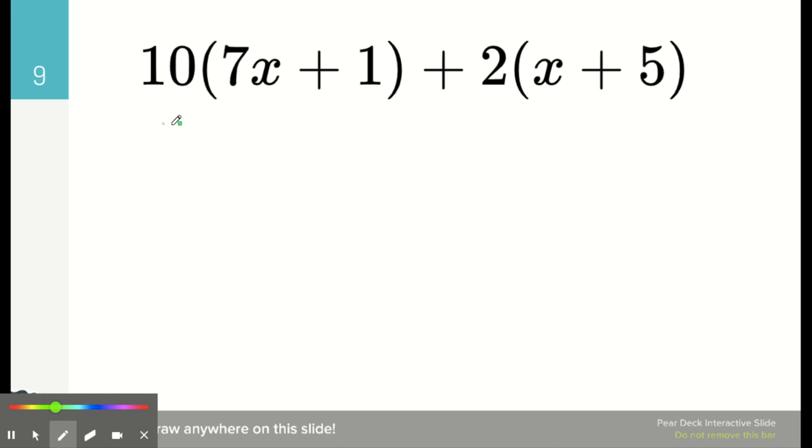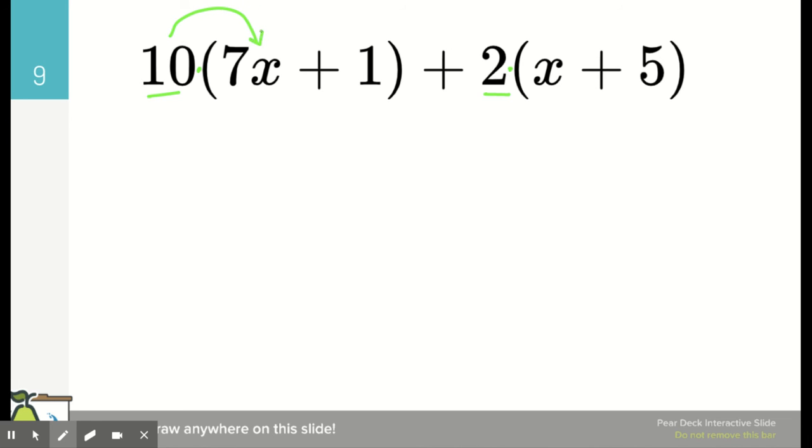Okay, so this expression reads 10 times the quantity 7x plus 1 plus 2 times the quantity x plus 5. So it looks a little more complicated than our last example, but it's really not too bad. All you see is that you have a 10 times this quantity here, and you have a 2 times this quantity here. So we need to go ahead and distribute. So again, let's draw our arrows.